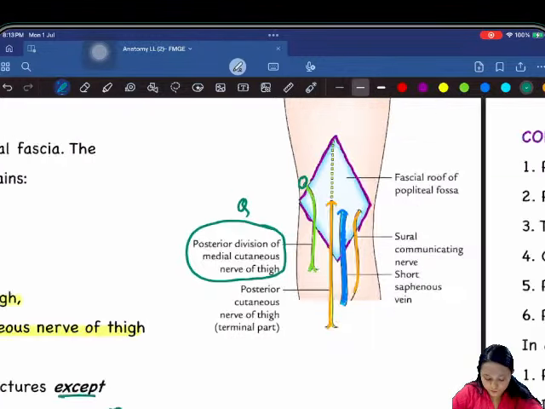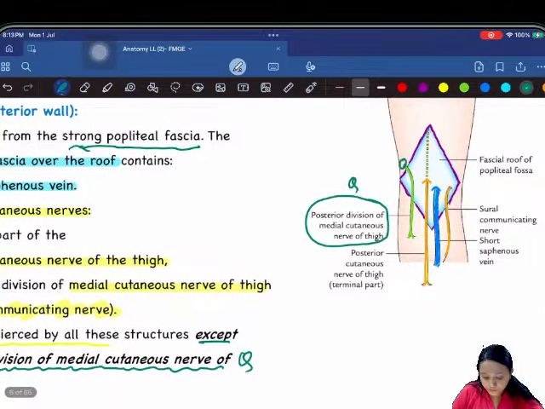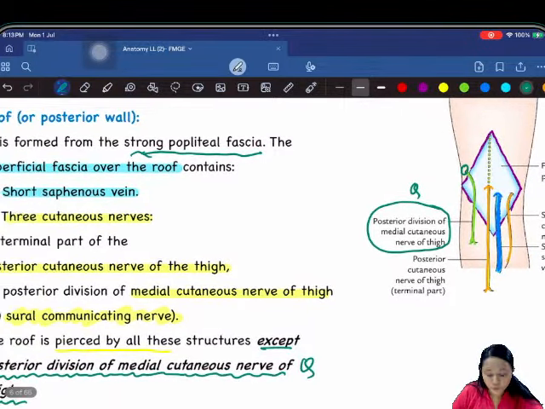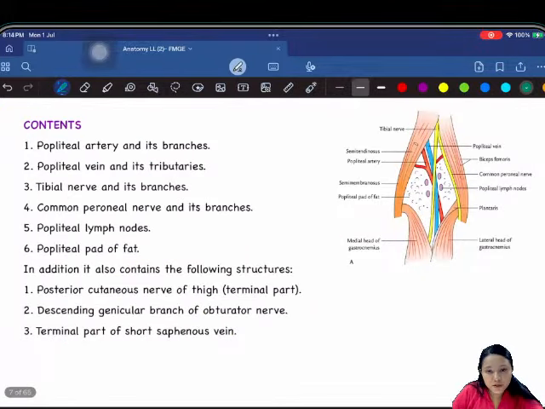All right. The roof is also formed by the strong popliteal fascia. So this is about the roof, that is the posterior wall of the popliteal fossa. All right. Now let us come to the contents.